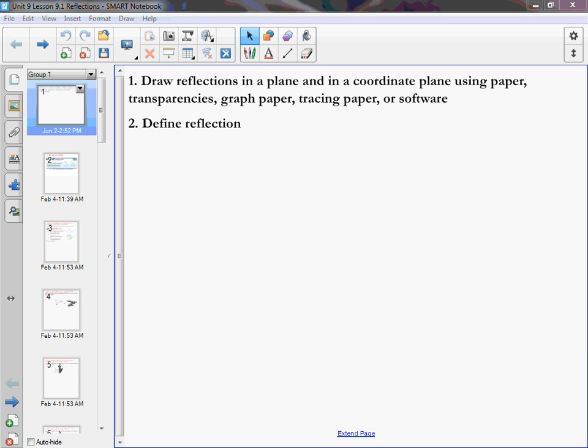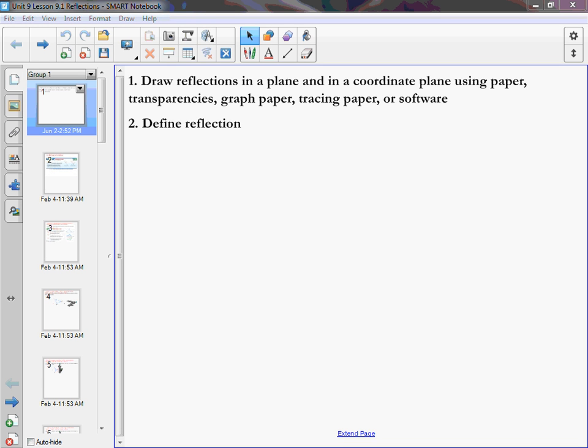Transparencies, even though that's part of the standard, we won't because there are no transparencies on standardized tests. Graph paper, we'll do that. And in a couple days, I'll finally remember to get you some graph paper. If you've got some, fine. For today, we can just sketch an x and y axis. Tracing paper, I don't even know what that is. Software, well, on a standardized test, you're not going to be using software. So we'll be doing these on our paper with graph paper and without graph paper.